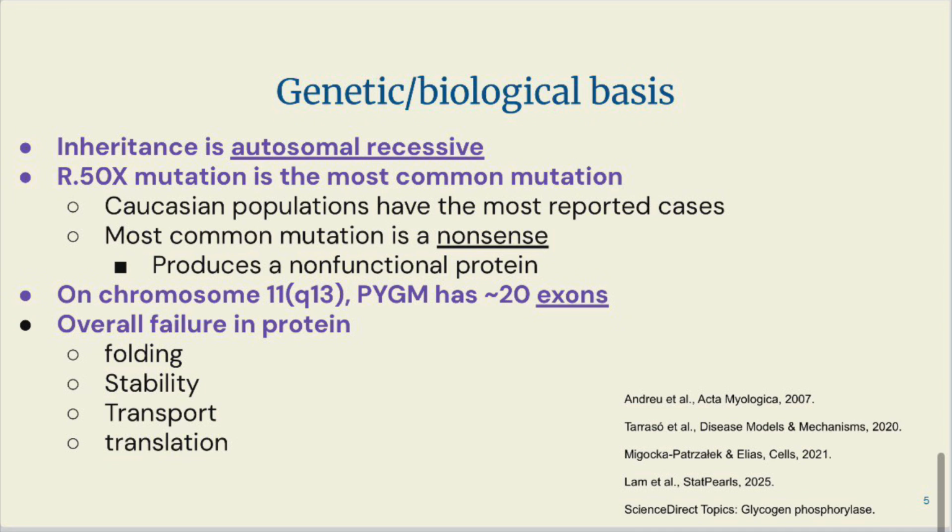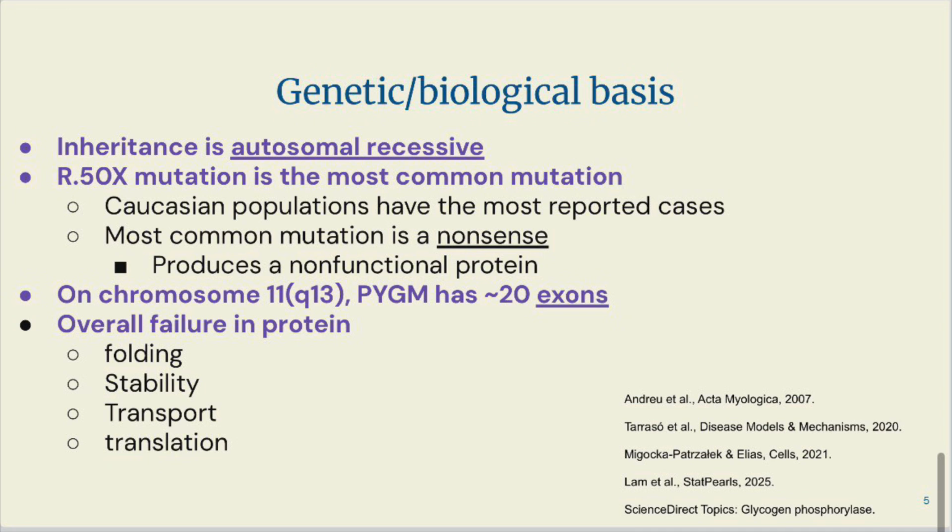And then the most common type of mutation that results in McArdle is on the R50X region of the PYGM gene, and the mutation that most commonly occurs is a nonsense mutation, which is the coding of a premature stop codon. And what this does is produce a non-functional protein. And then something that I'm going to touch on a bit later is where the most reported cases come from, being Caucasian populations.